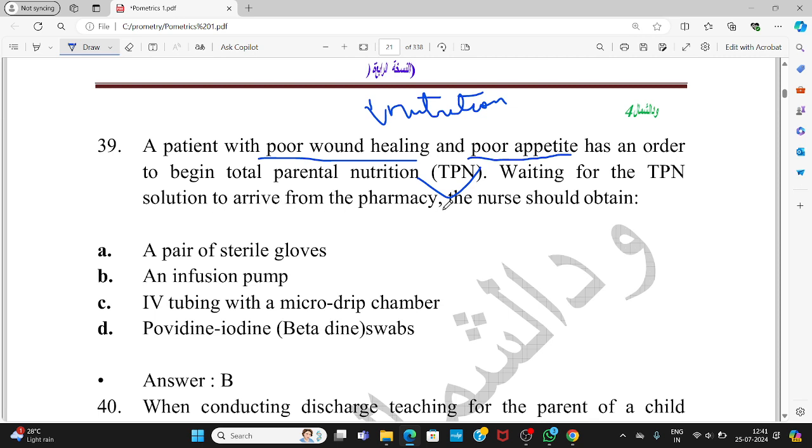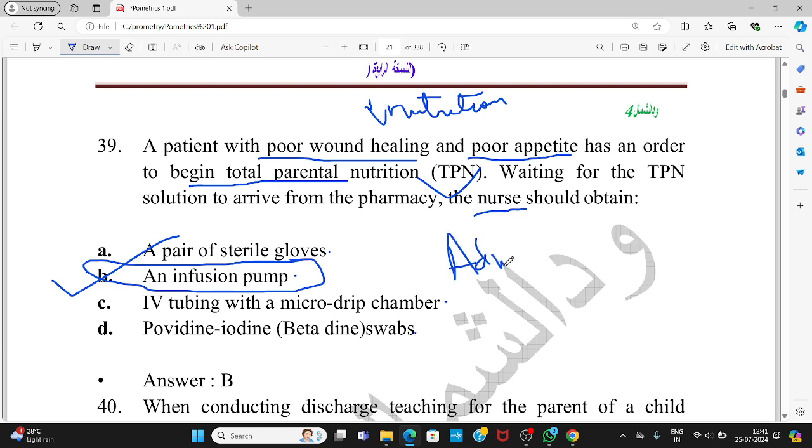the nurse should take a pair of sterile gloves, infusion pump, IV tubing with microdrip, and iodine swabs. So usually total parenteral nutrition we give in an infusion pump. We attach the TPN to an infusion pump. So when you look at this question, you should understand this question is to assess the nurse's knowledge, or the candidate's knowledge, of how to administer TPN. So very specifically, when you administer the TPN, you should have an infusion pump.